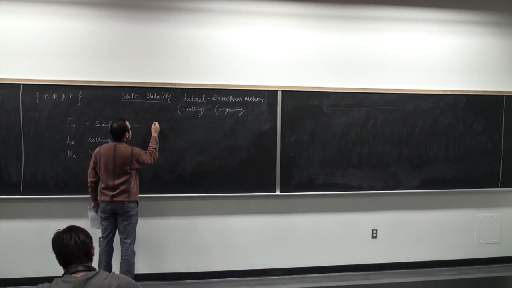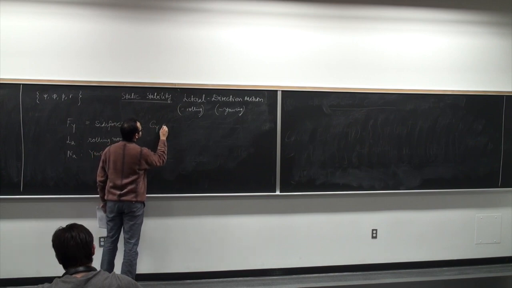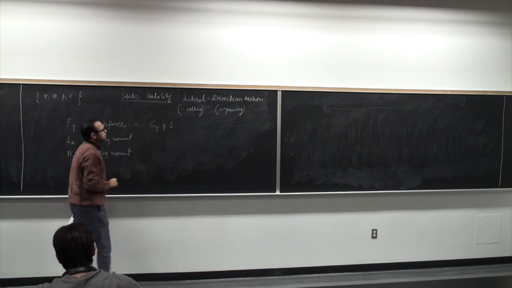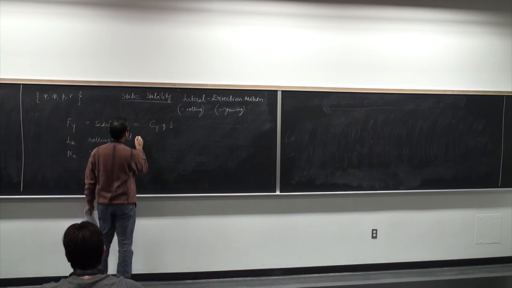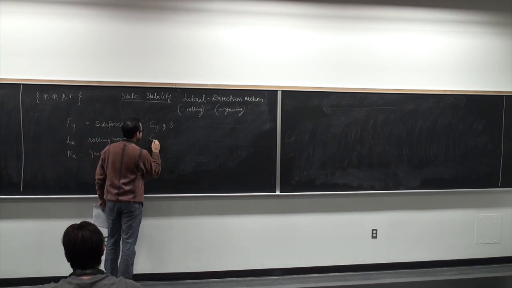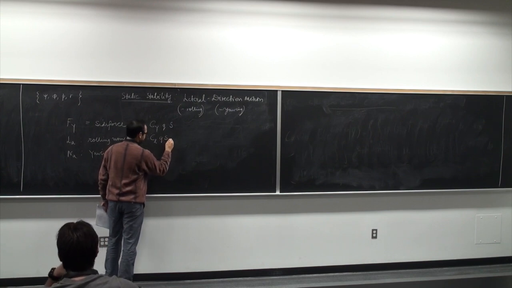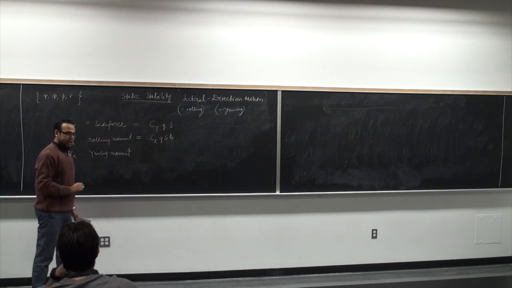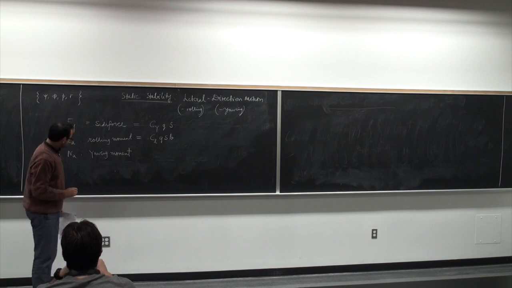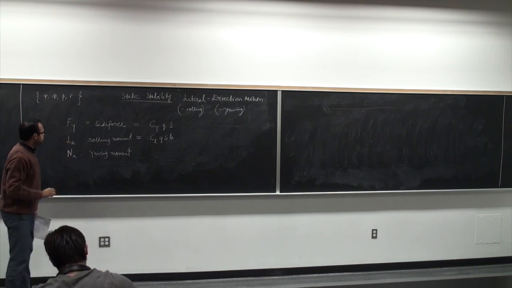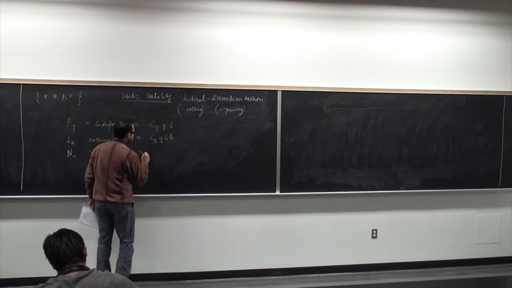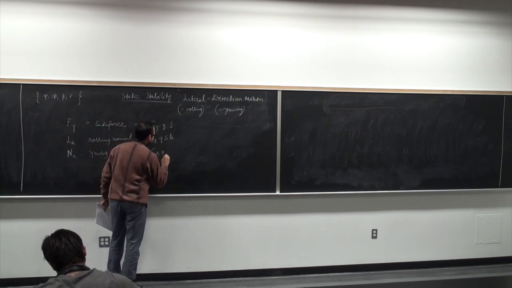And just like lift and drag, this is C_Y Q S, where C_Y is the side force coefficient, then C_L Q S b, where b is the moment arm, which is the span. Then N_A or W_A? N_A, the yawing moment, and C_N Q S b.